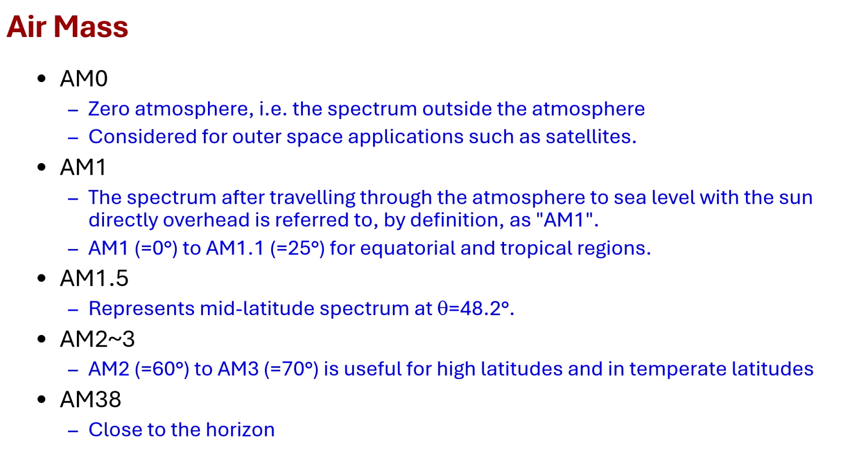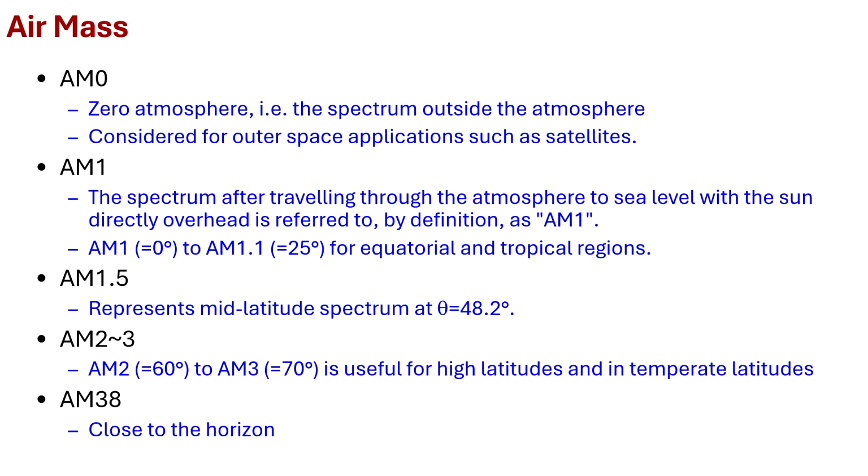AM 1 is the one you will get when cos theta z is equal to 1, which means theta will be equal to 0 degree. So, we are in the range of 1 to 1.1 for angles from 0 to roughly 25 degree, and this is applicable for equatorial or tropical regions. This means that the spectrum that travels through the atmosphere to the sea level with the sun directly overhead is referred to as AM 1. This is true for equatorial and tropical regions.